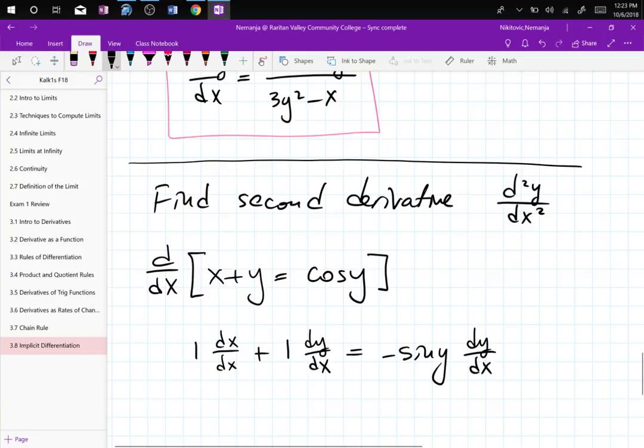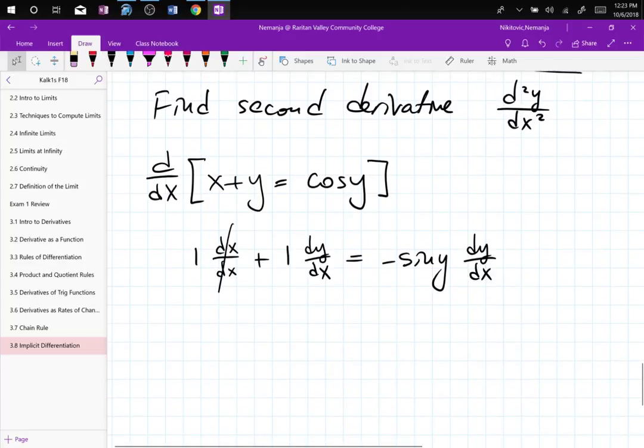So it doesn't matter if your x's or y's are on the left or right side of the equal sign, the same rule applies across the board. If you have the variable match, cross it out, you don't even have to write it. If the variables are not matched, immediately leave it there. So now this works out to be 1 plus dy/dx is equal to negative sine y dy/dx.